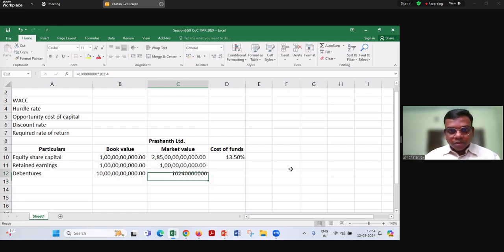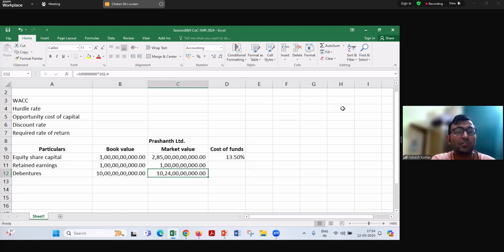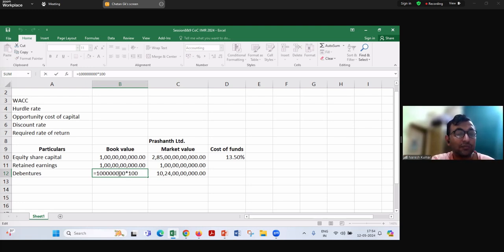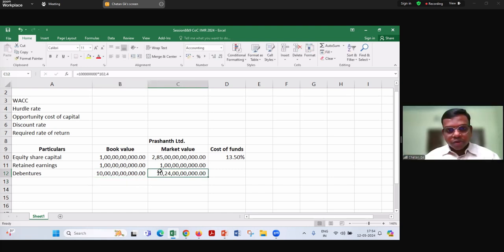Can anybody tell me how much is the total market value of these debentures now? Market value of debentures is? There were 10 crore debentures in the company, multiplied by 100 rupees per debenture as face value. It is 1024 crore now. 1024 crore. Now how much is this? 1024 crores, right? Yes, you can see 1024 crores.